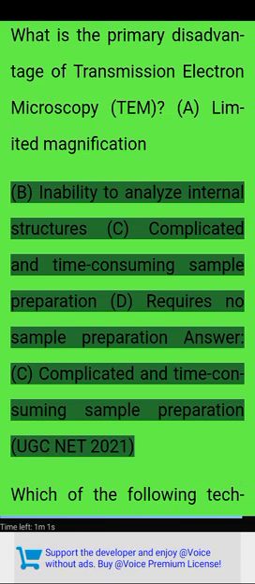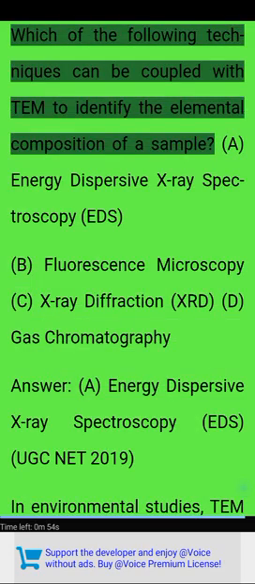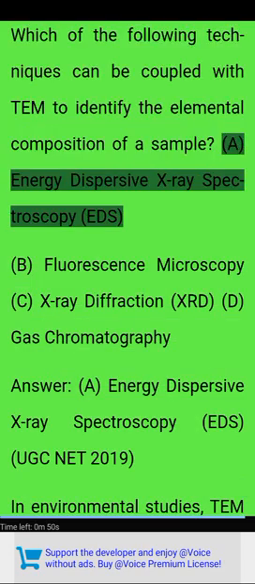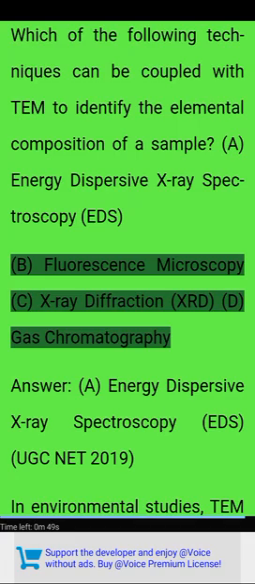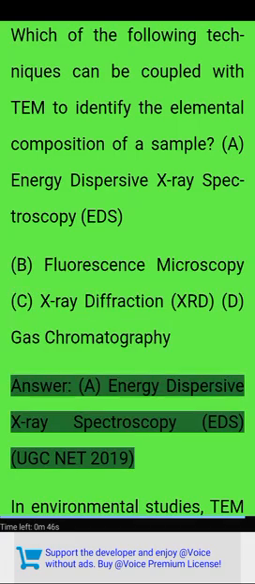UGC NET 2021. Which of the following techniques can be coupled with TEM to identify the elemental composition of a sample? A. Energy dispersive X-ray spectroscopy, EDS. B. Fluorescence microscopy. C. X-ray diffraction, XRD. D. Gas chromatography. Answer: A. Energy dispersive X-ray spectroscopy.